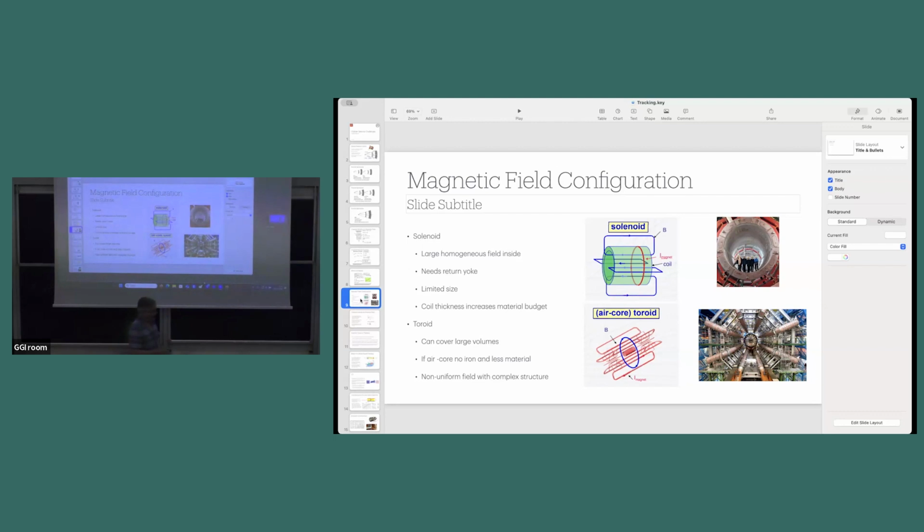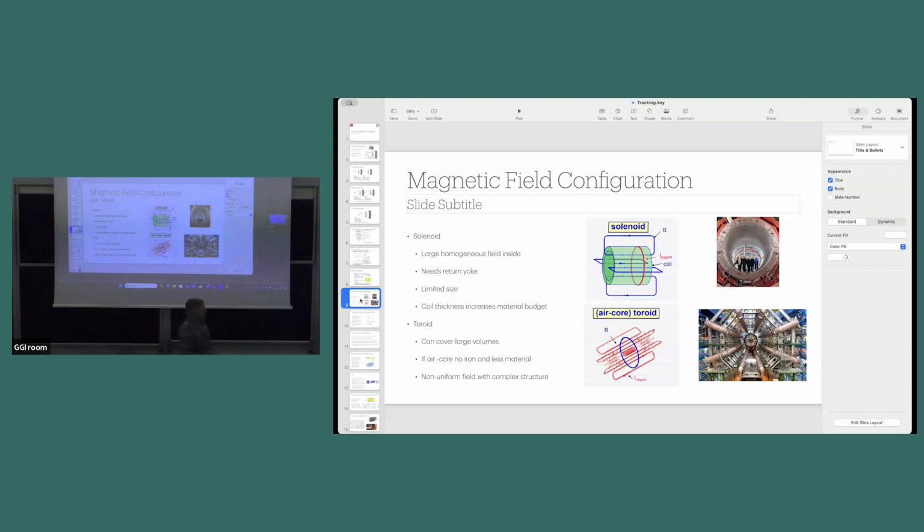This is actually the largest... CMS is actually the largest solenoid detector magnet that was ever industrially built. But still, it's much, much smaller than these air core toroids because they don't have to have one gigantic loop of coil. So the advantage of this is that it can cover large volumes. By definition, air core doesn't have any iron, so it has less material.